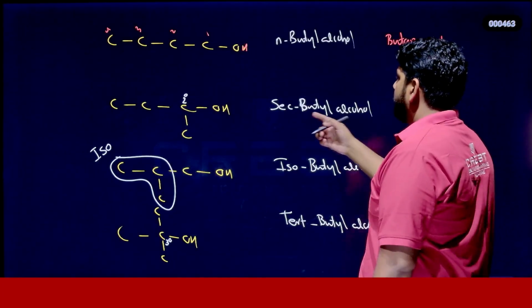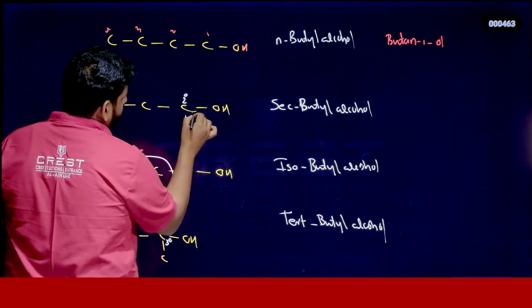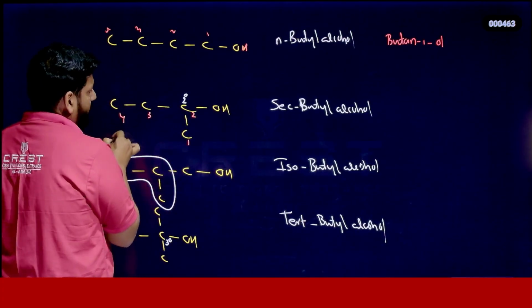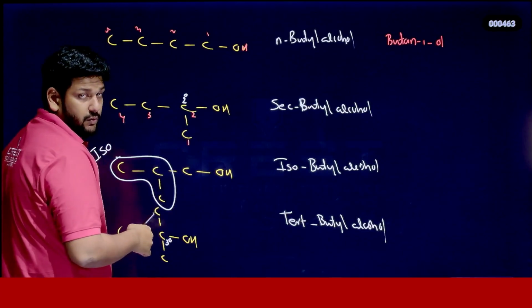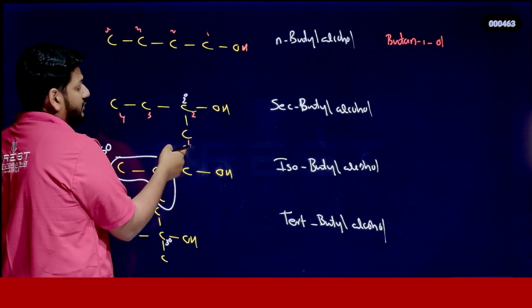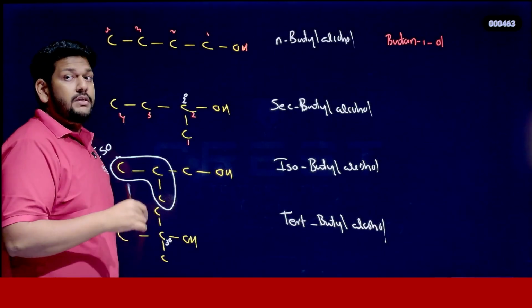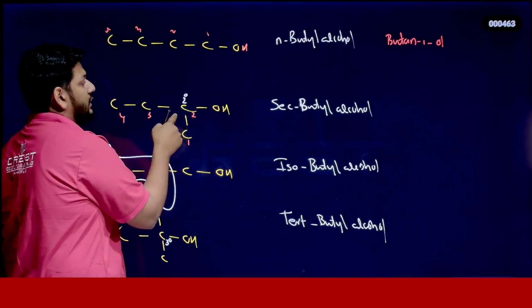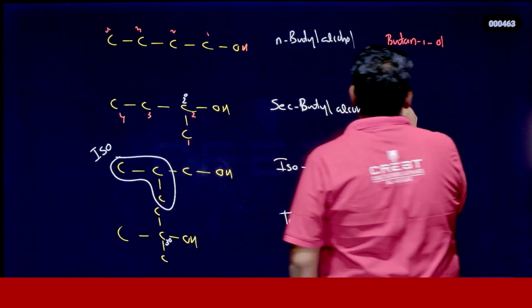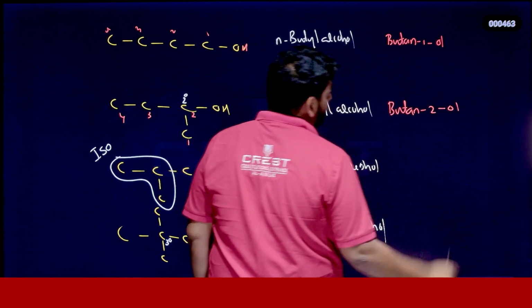And what about the second one? You can start numbering from here: 1, 2, 3, 4. If you start from here, the OH group is at the third position, but if you start from the other end, it will be at the second position. The lowest locant is better, so you choose to number from here. The name will be butan-2-ol.